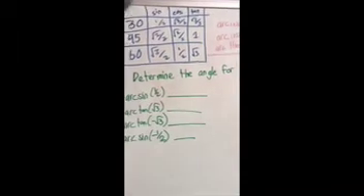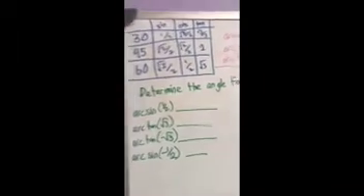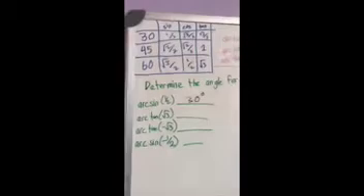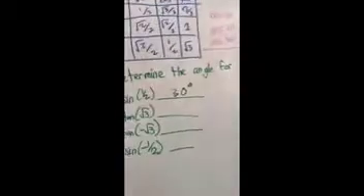Arc sine of a half. So you think, what angle has a sine of a half? And it's 30 degrees. So your answer is 30 degrees. Next, you have arctangent of root 3. So tangent is root 3 at 60 degrees, so that's your answer.